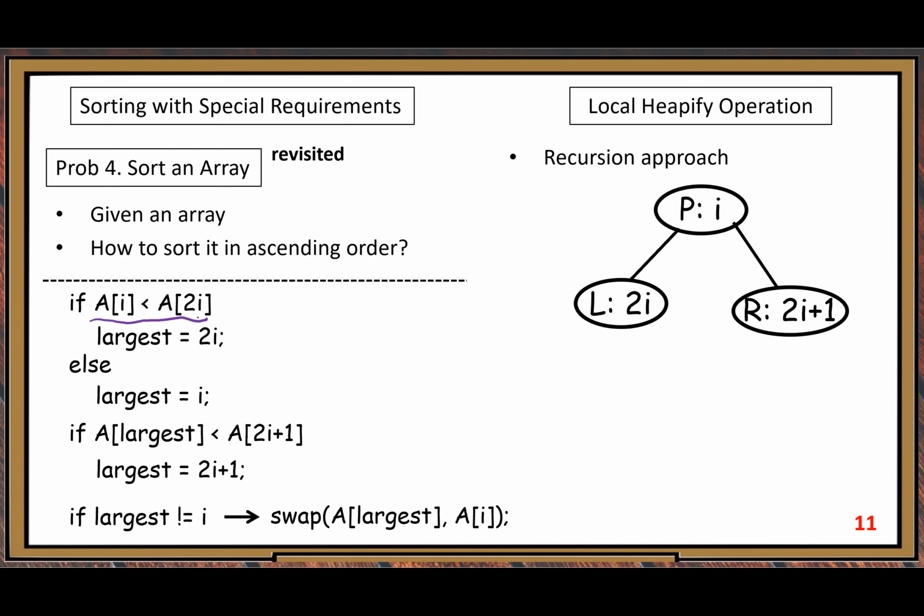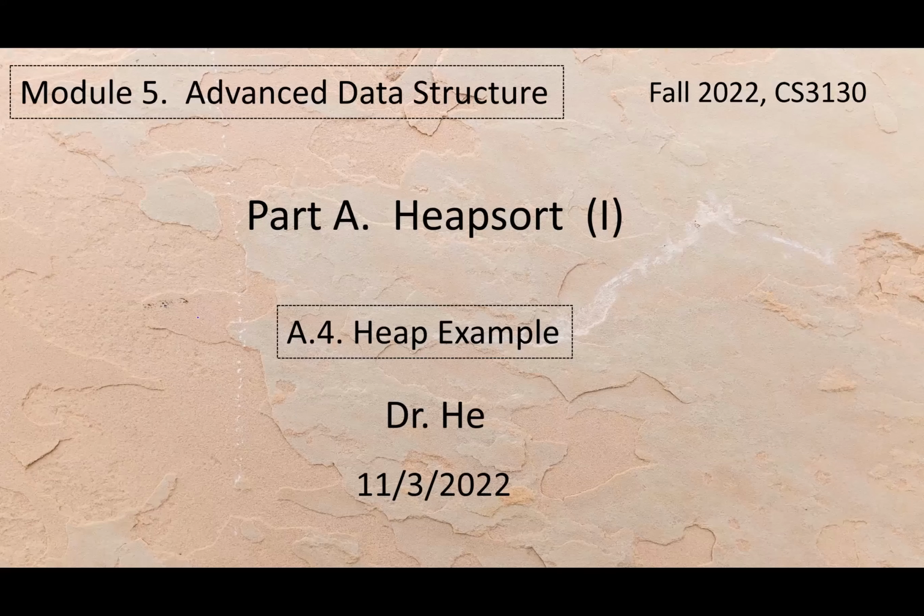After that, we need to check other places. This is just the one place. This is the local heapify operation. But we don't worry about the global one; we can use a for loop to go through all the locations.